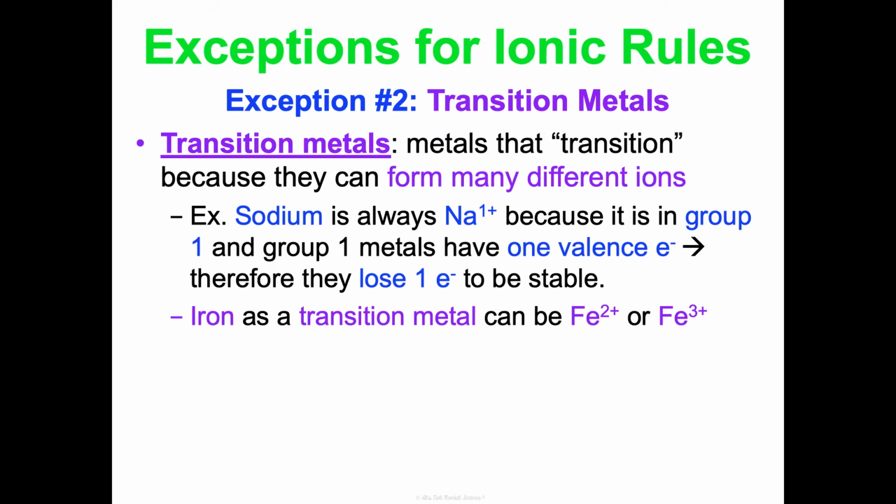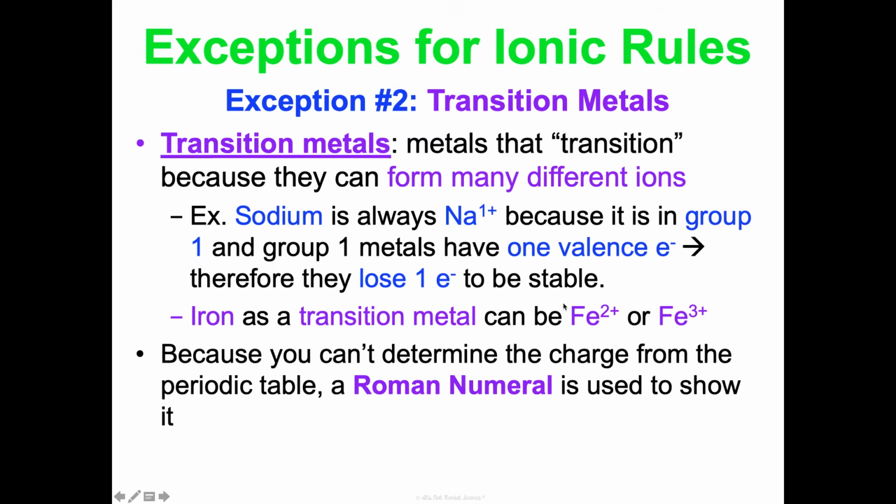Iron, though, is like a transition metal. It can be iron with a 2+ charge or iron with a 3+ charge. It just depends. So because of that, we can't just look at the periodic table and know the charge that iron's going to form. We don't know that. And so when we name chemical formulas with transition metals, we have to include something to tell us what the charge is, or else we won't know because we can't look it up on the periodic table. And so what we include is a Roman numeral. That is what we use to show this.